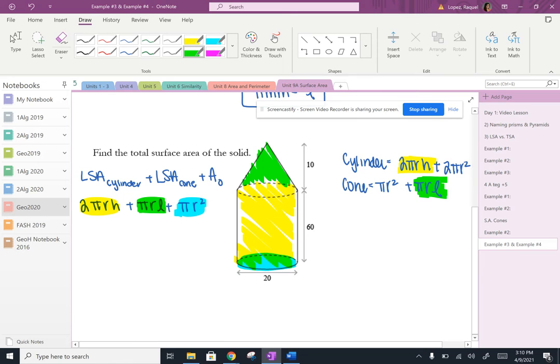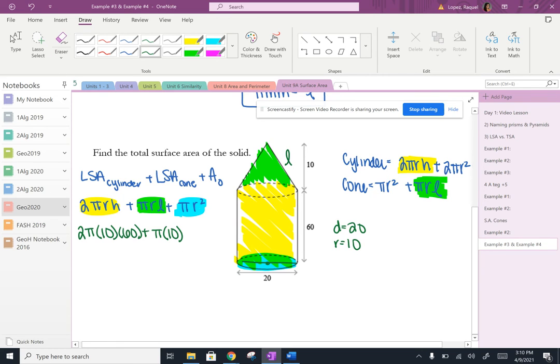Let's go ahead and start filling in things that we know. So I know that the radius is going to be half of 20, because 20 is the diameter. So that means the radius is 10. Anywhere I see an R, I'm going to put in a 10 because they all have the same radius. So 2 pi 10. Now that H is the height of the cylinder, which I know is 60. So I'm going to put 60 here, plus pi times 10 times L, or the slant height.